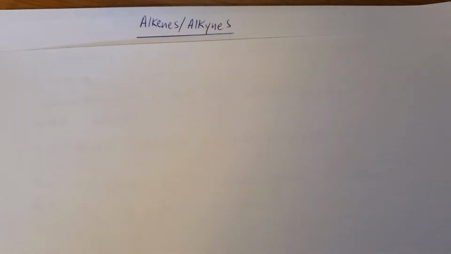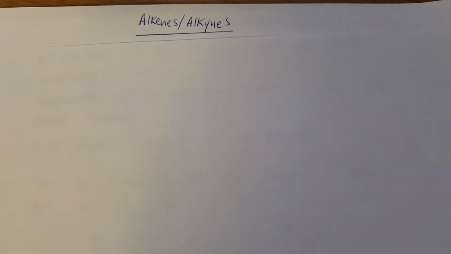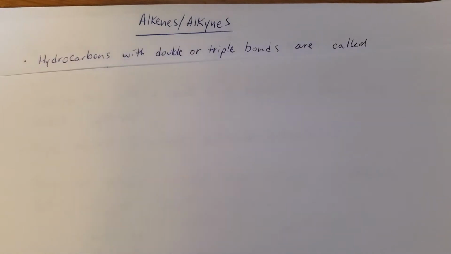Hi, chemistry. We're going to talk about alkenes and alkynes today. Basically, we've got a few more structures to get through, a couple of types of reactions, and then we're going to be done the course. All right, so let's have a look here.